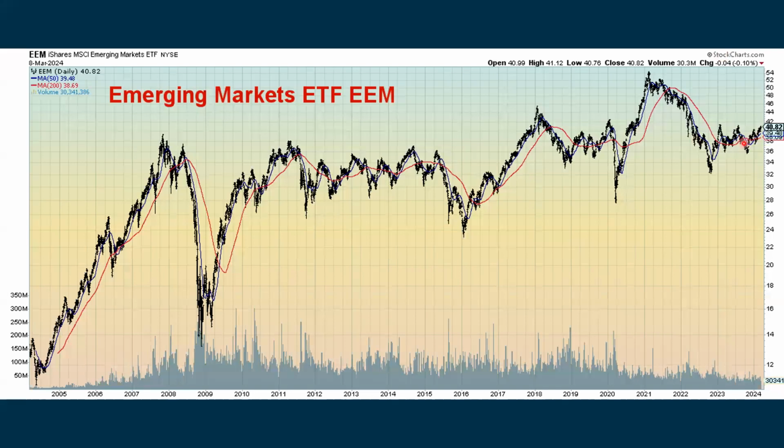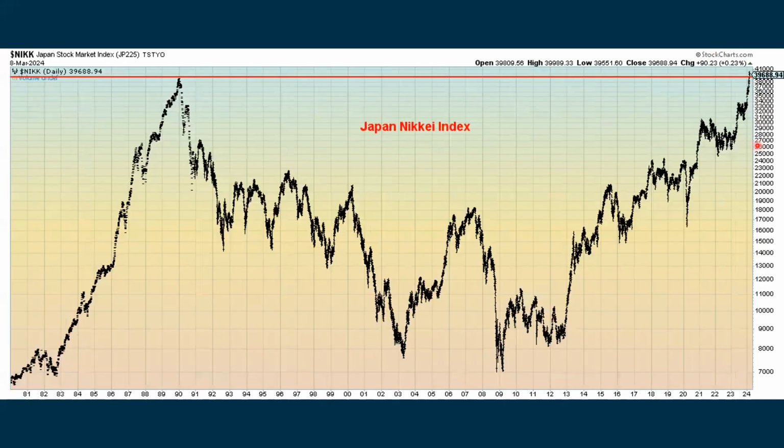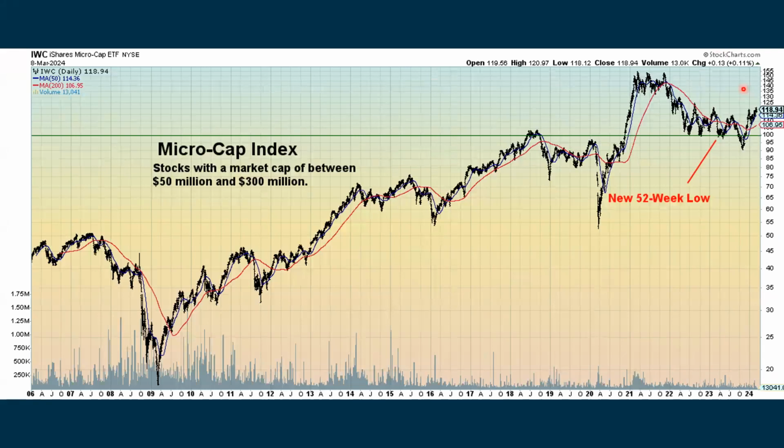Here's emerging markets, which are chopping more or less sideways, but they are in an uptrend. The Japanese Nikkei, that's their main index, did surpass the highs set back in 1989. This doesn't really impact the US market. It's more of a point of interest that I wanted to show you here, but they've been doing better lately. And here's the micro caps, the smaller companies, continuing to be in a longer-term uptrend.